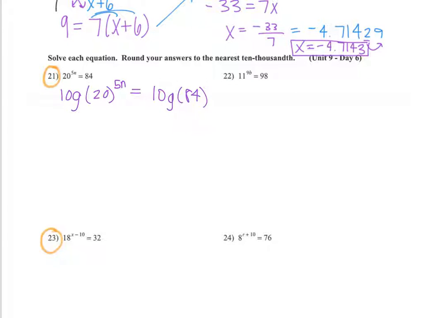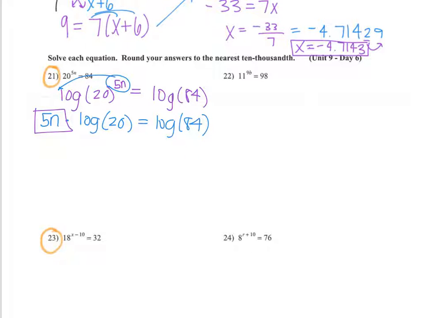Now, our goal here is to solve for whatever the variable is, whether it's n or r or b or x, whatever it is. So what we're going to do is take little exponents and move them to the front, kind of like what we were doing earlier. And when you move them to the front, it ends up being multiplied by its log. So in order to get this 5n by itself, I need to undo the multiplication that's happening by log of 20. So to undo multiplication, we do a great big division.